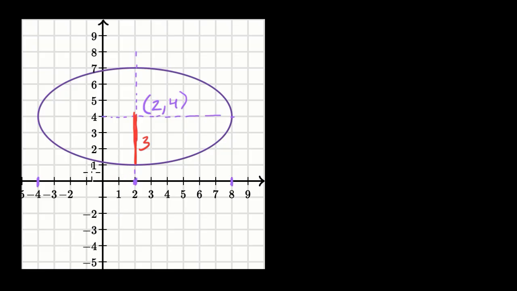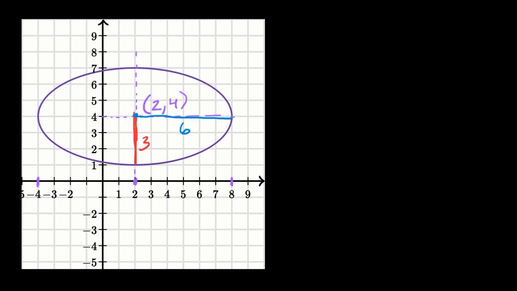Now we could do the same for the major radius. That is the longest radius that we have in this ellipse. Let me do that in blue. So that would be from the center all the way out here, and we already figured out that that length is 6. So now we have all of the information we need for the equation of this ellipse.